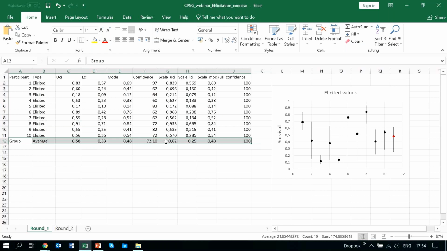So I'm looking at this. This is the average of the group. We got a maximum of 62%, a minimum of 25%, and a mode, in this case the most likely value, of about 50%. So these are the estimates of individual experts, and we've got the average.